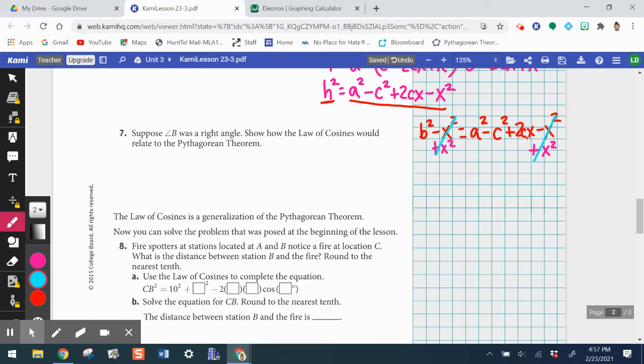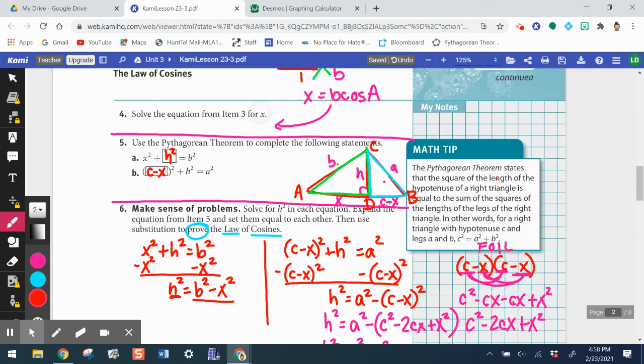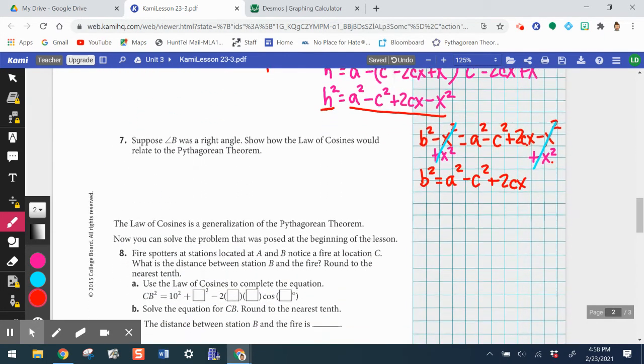So x squared actually cancels. Therefore, at this point, just a little simplification, we have b squared equal to a squared minus c squared plus 2 times cx. Now, this is what I meant by we're just going to replace x with what we said it was equal to back in item 4. So we're going to replace x in our equation with b times the cosine of a.